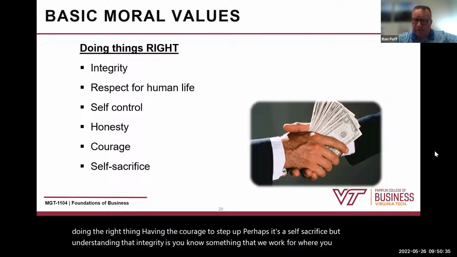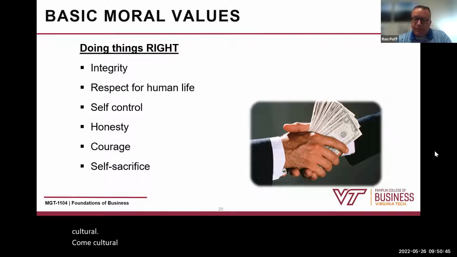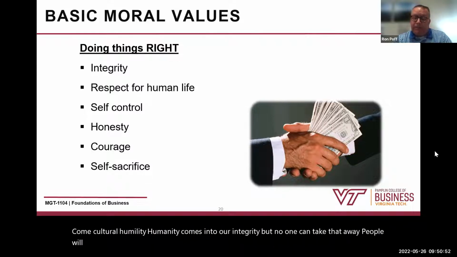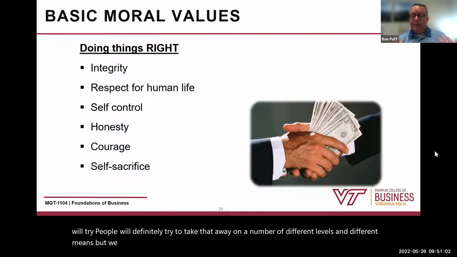Part of our learned experience is who we are, what we're about, our values, how we were raised. A lot of our cultural humility, humanity comes into our integrity, but no one can take that away. People will try. People will definitely try to take that away on a number of different levels and different means. But we as human beings, we as people have to protect that integrity.